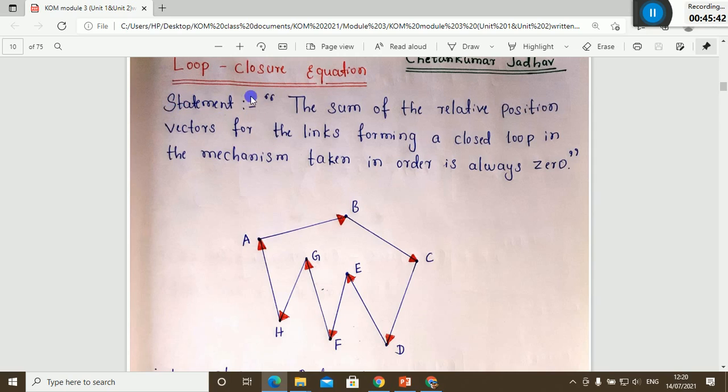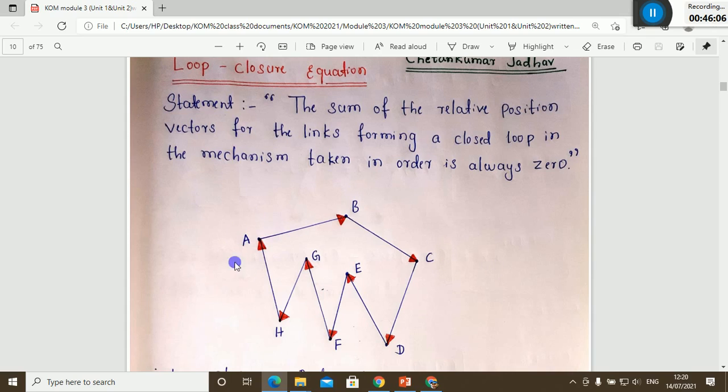Please take the statement also. Just take a random group of vectors, a closed profile of the vectors. So there is a vector AB, it is moving in a clockwise direction. BC is also clockwise. CD, DE, EF, FG, GH, and HA all are moving in a clockwise direction.